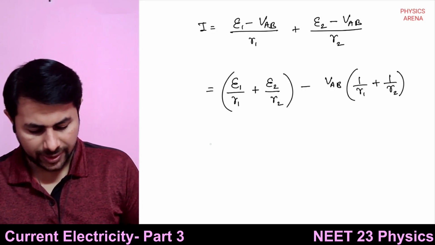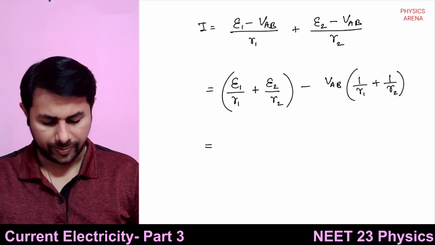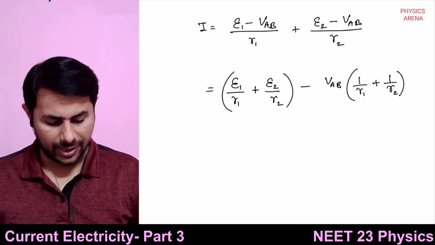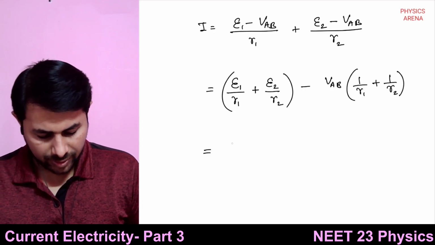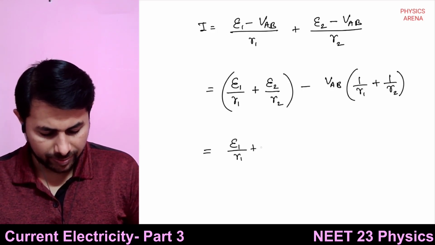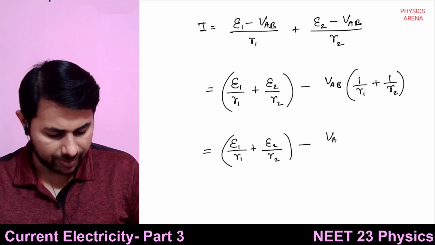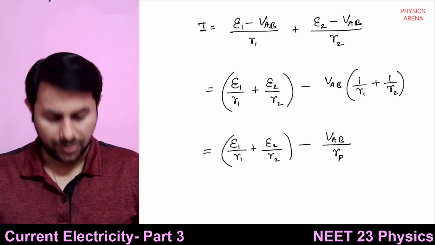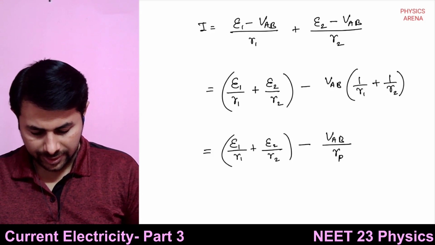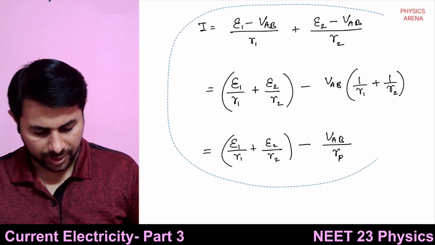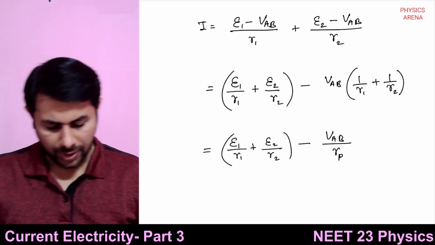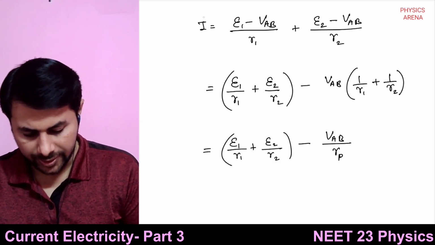So what we can say is, this is V divided by R. So it is epsilon 1 upon R1 plus epsilon 2 divided by R2 minus VAB upon RP. Now it is in this form. See, which form? Here we have current.